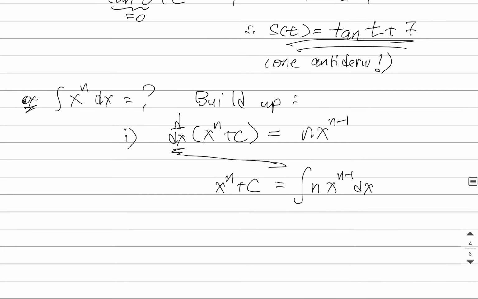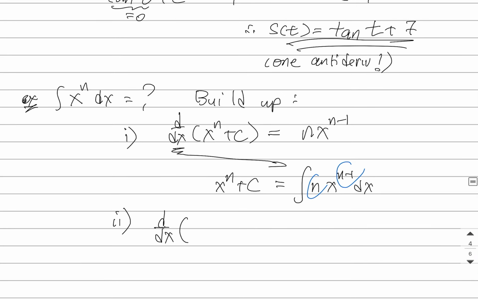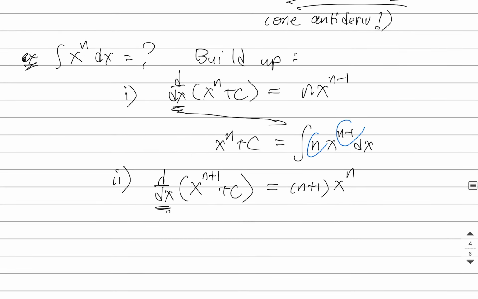And that's not quite what I want, right? The power is too low, and I don't want this thing in the front. So I'm going to have to reverse this to try to end up with the result that I want. If I ended up with a power of n that was 1 too low, I'm going to increase the one that I start with. So I'll say x to the n plus 1 plus a constant. If I differentiate this, I'll get n plus 1 times x to the n. So when I switcheroo, I'll get x to the n plus 1 plus a constant is the antiderivative of this thing.